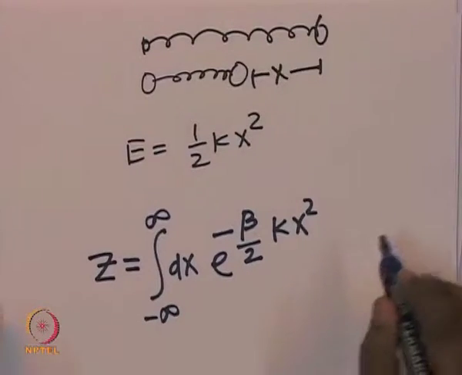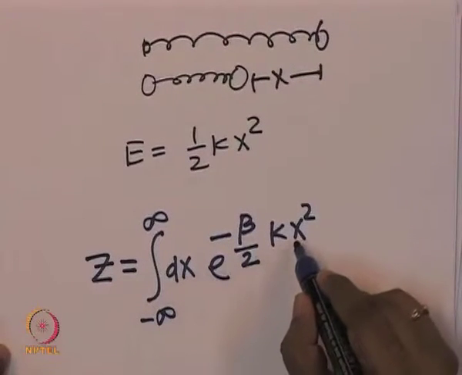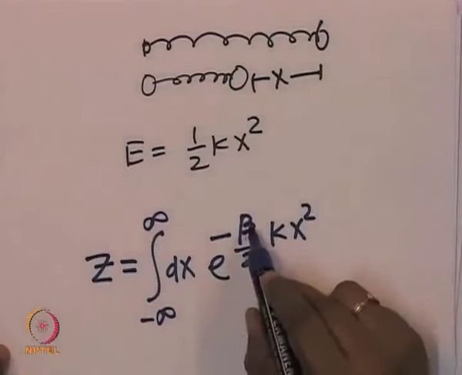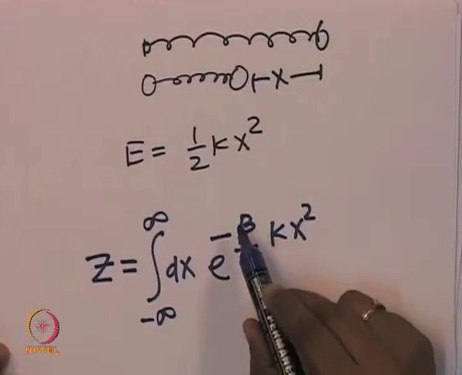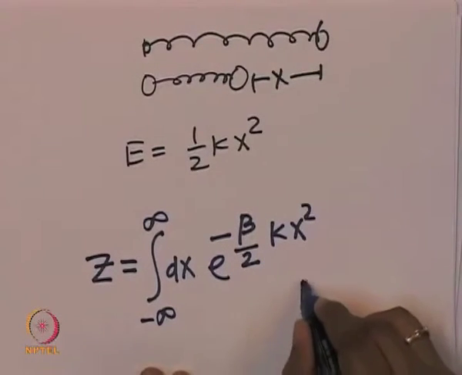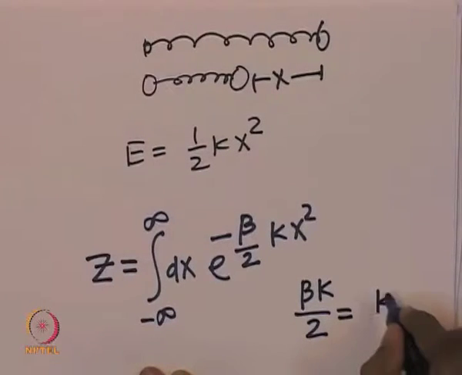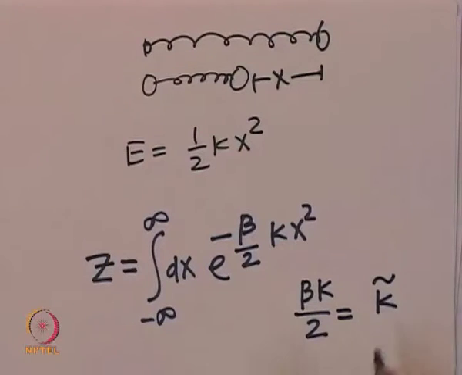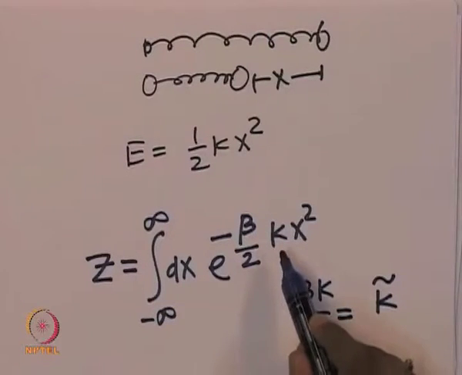So, let us think about this a minute. Now, let us do this calculation. Beta is a constant, k is a constant. So, this beta k by 2, let me call it by some new notation, k tilde. So, k tilde is basically beta k by 2. So, this is e power minus k tilde x square.